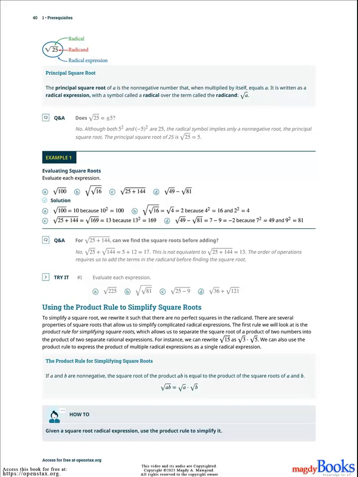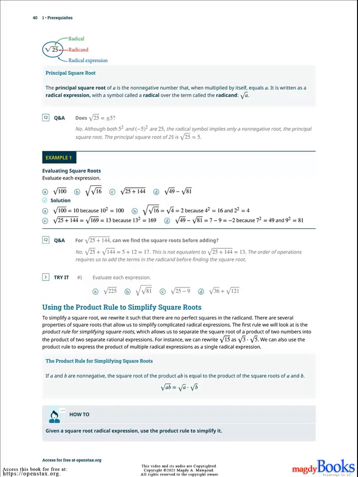The first rule we will look at is the product rule for simplifying square roots, which allows us to separate the square root of a product of two numbers into the product of two separate radical expressions. For instance, we can rewrite square root of 15 as square root of 3 times square root of 5. We can also use the product rule to express the product of multiple radical expressions as a single radical expression.